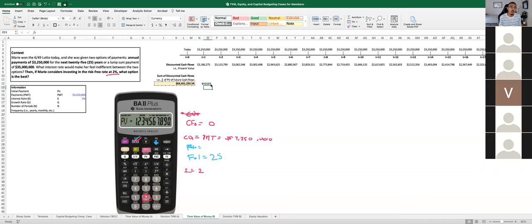And obviously that is bigger than the lump sum that's going to be provided to you of $35 million today. And for that reason, you'd obviously want to maintain those annual payments, right? For those 25 years.